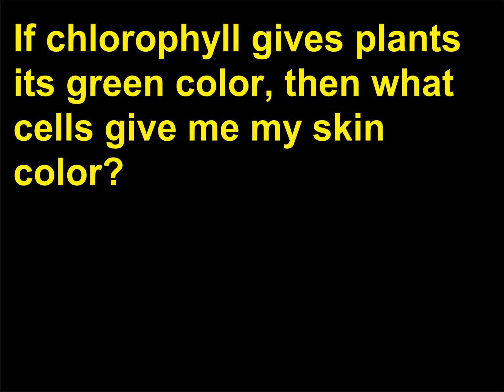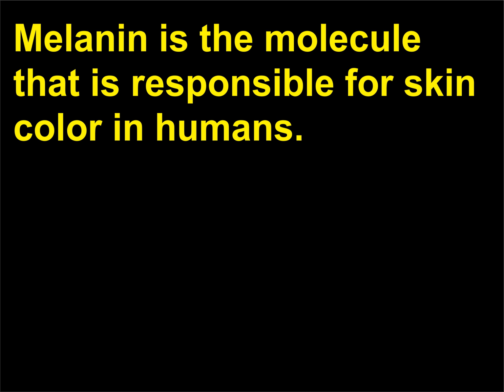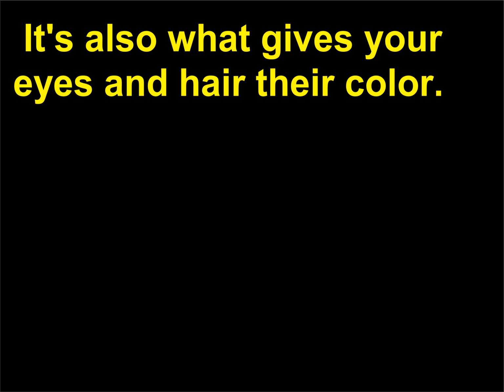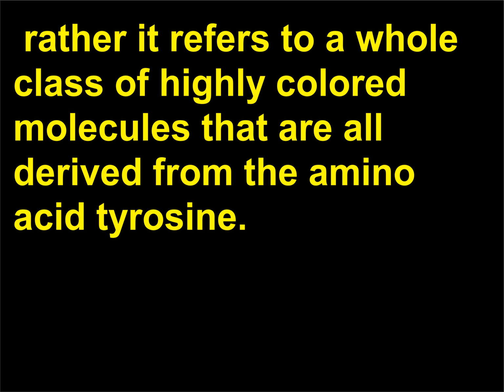If chlorophyll gives plants their green color, then what gives me my skin color? Melanin is the molecule that is responsible for skin color in humans. It's also what gives your eyes and hair their color. There isn't one single structure of melanin. Rather, it refers to a whole class of highly colored molecules that are all derived from the amino acid tyrosine.